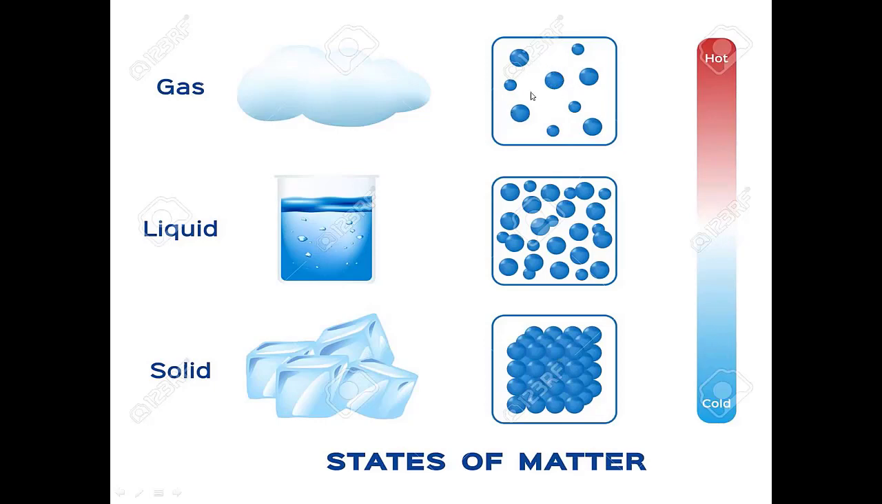They do not take a definite amount of space either. So they just try to fill the container. They always try to move apart from each other, away from the other particles. They try to disperse. They always tend to spread out. So these are the three states of matter: solid, liquid, gas.